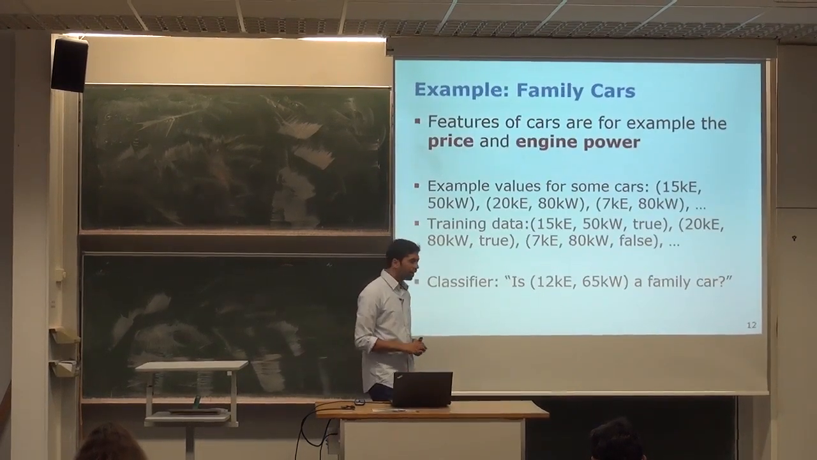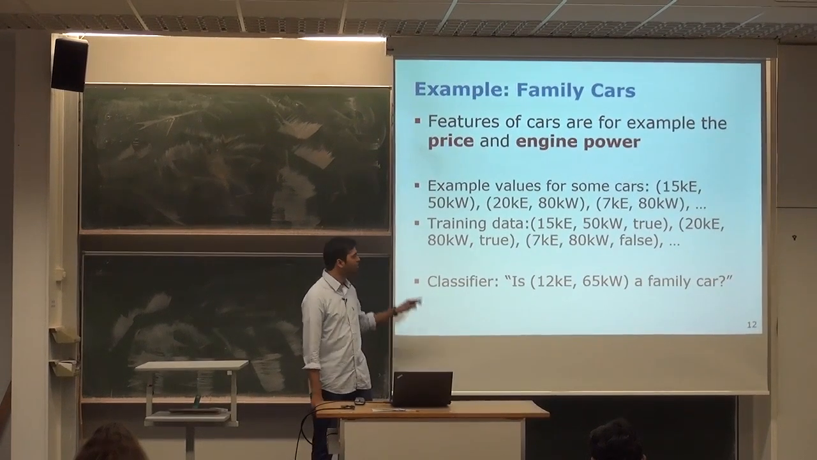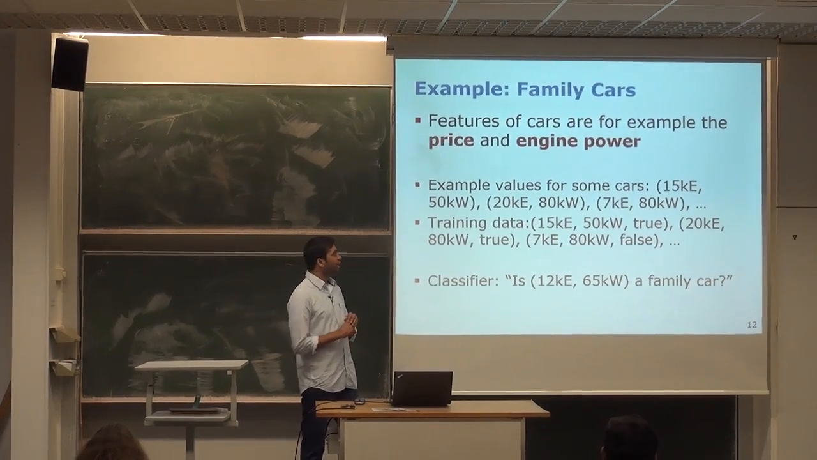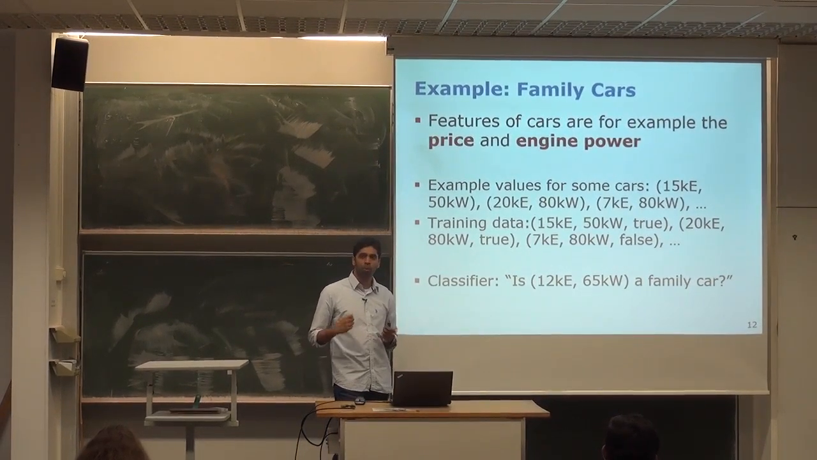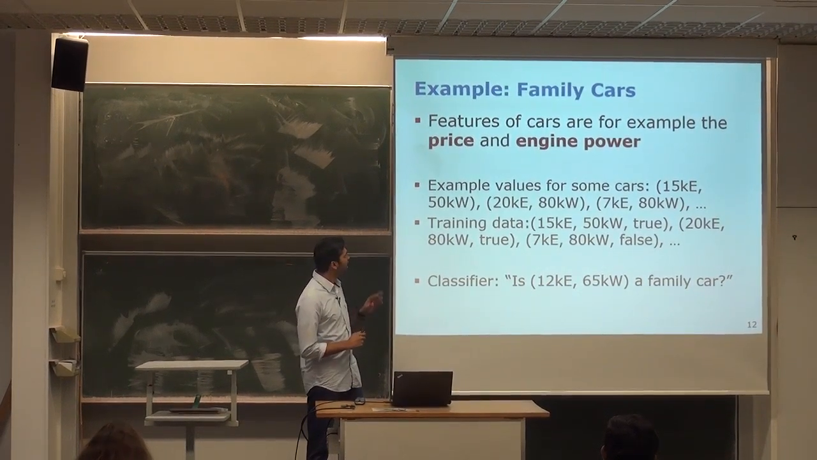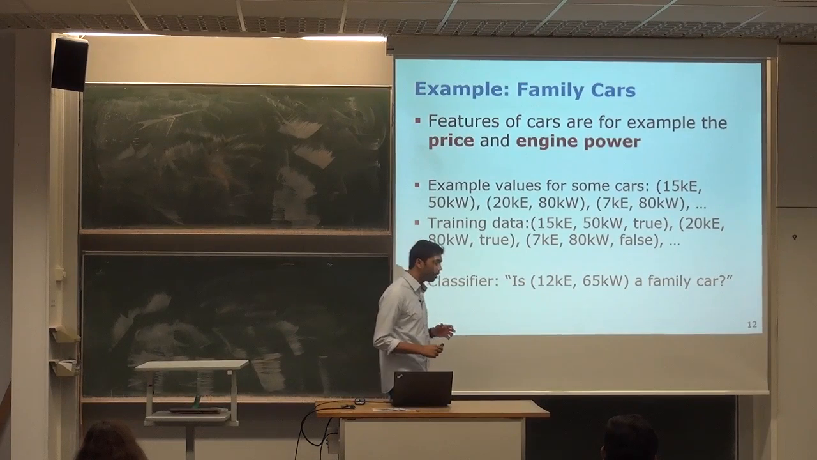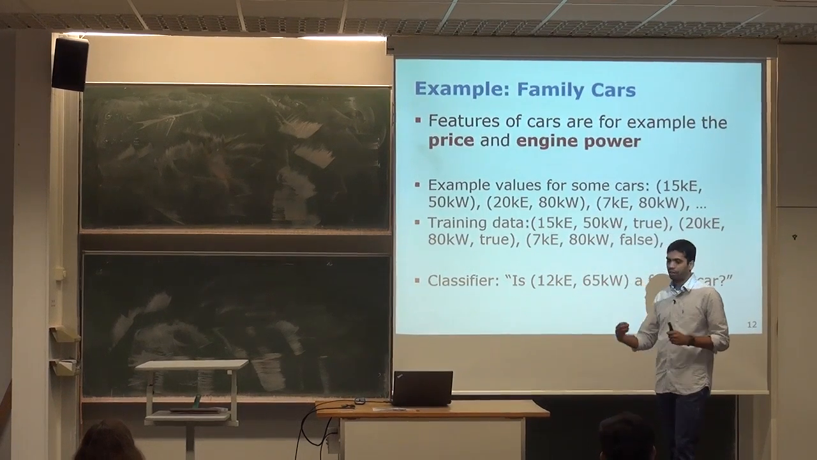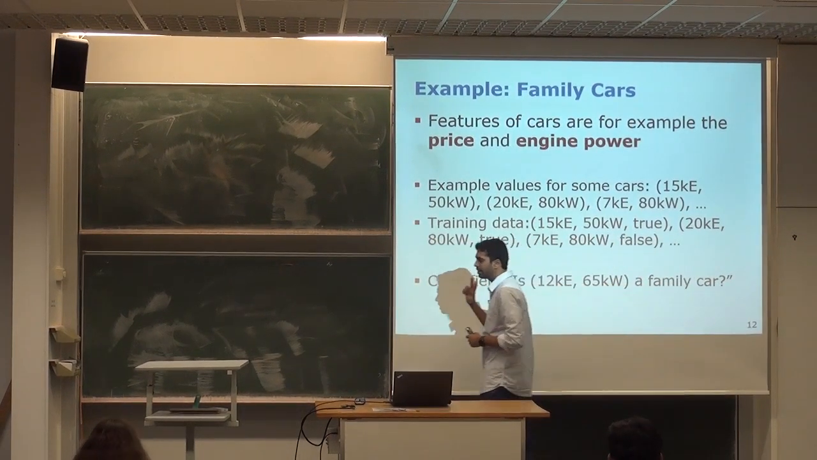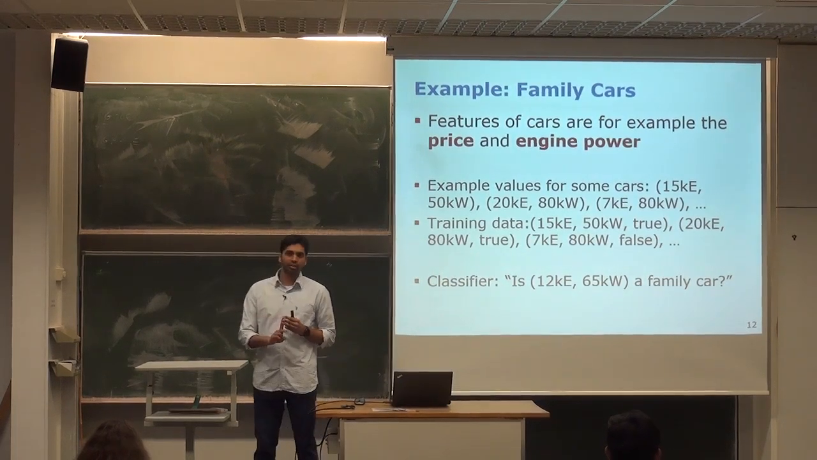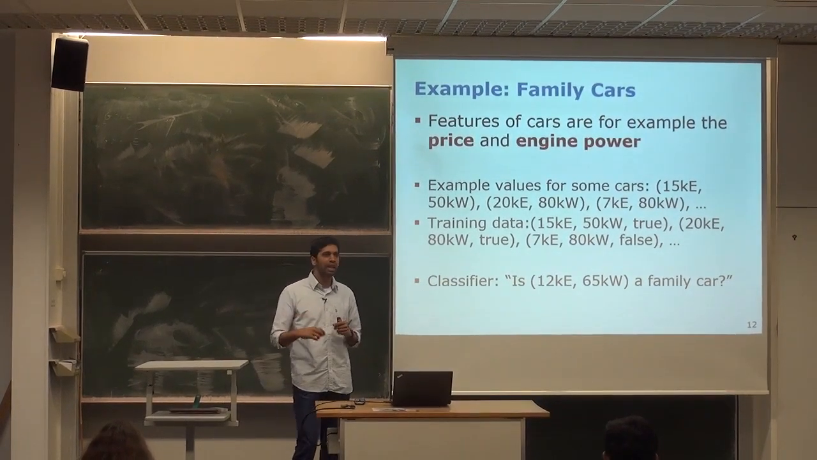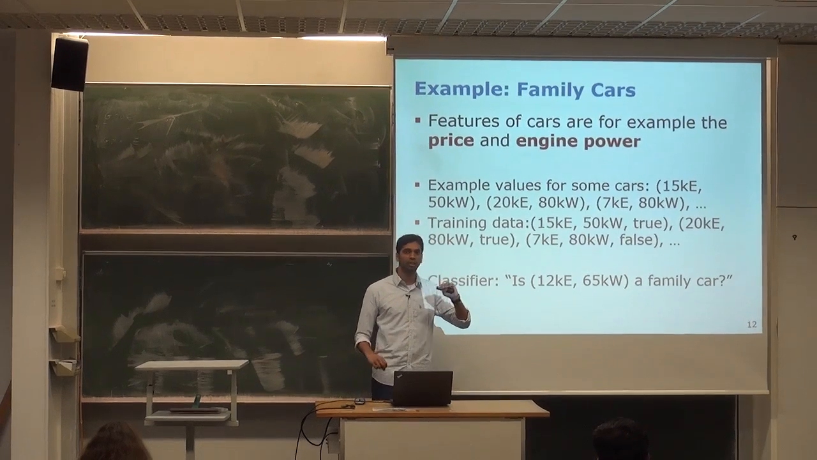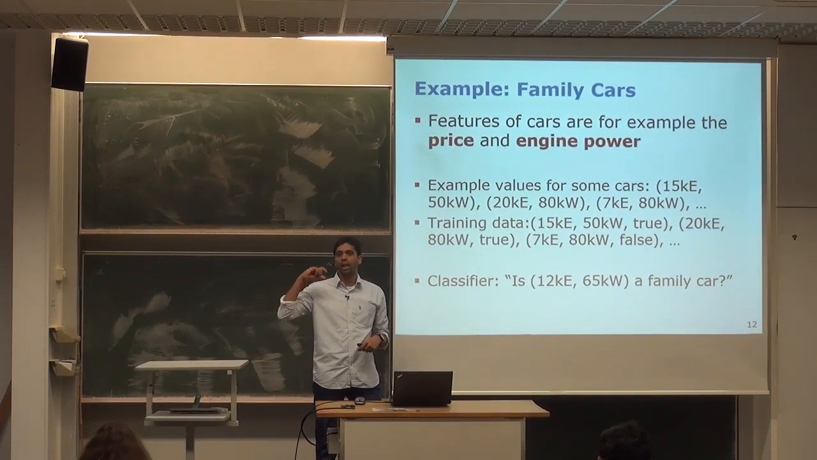Okay, so let's see another example. It's one of the classical examples from the book by Alpaydin, which is a very good, at least introductory, book for machine learning. The example is like this. Given some data, you want to figure out whether it's a family car or not. In this case, there are two parameters: the price of the car and the engine power. So in this case our feature vector are these two values. What's the price of the car and what's the engine power?